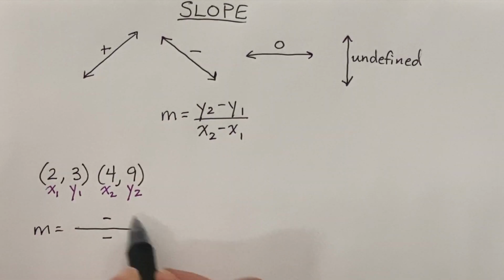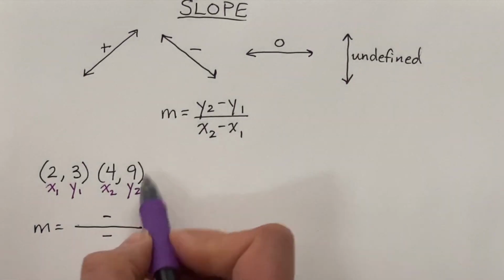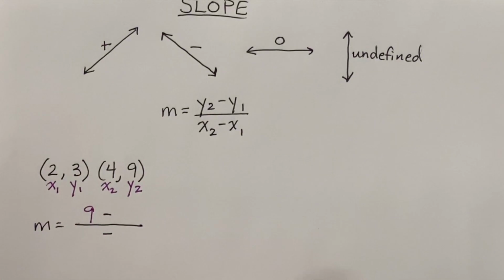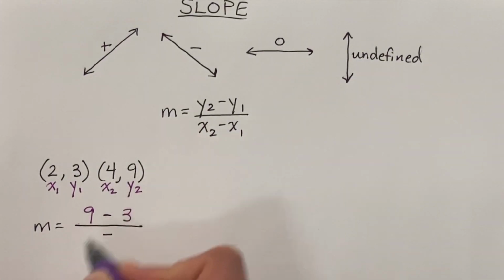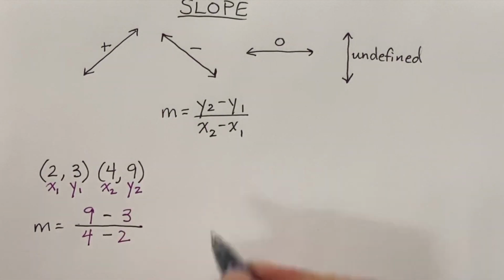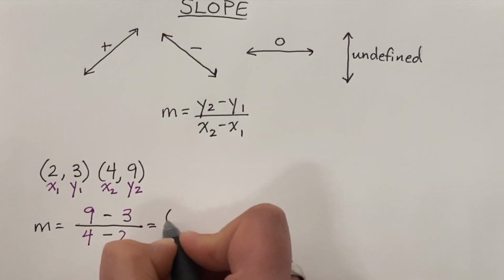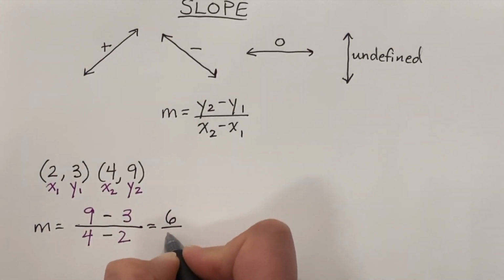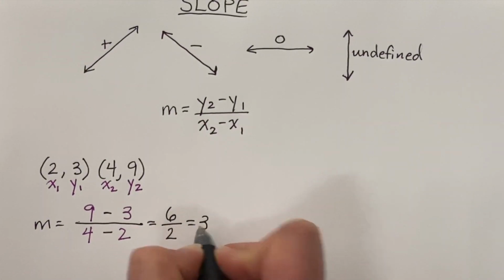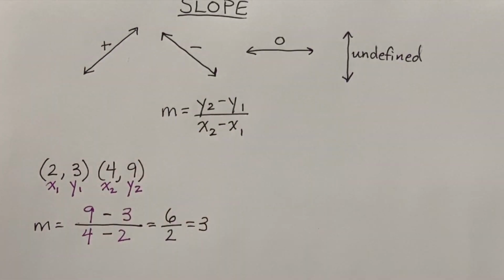Now this is kind of the skeleton for the formula, so all I have to do is plug in the numbers where they belong. My y sub 2 value is 9, so that goes in the upper left corner. My y sub 1 value is 3, that goes upper right. X sub 2, lower left. X sub 1, lower right. And now all you have to do is continue with the calculations. 9 minus 3 is 6. 4 minus 2 is 2. And simplify. 6 divided by 2 is 3. Because 3 is a positive number, I know that my graph would be positive trending.